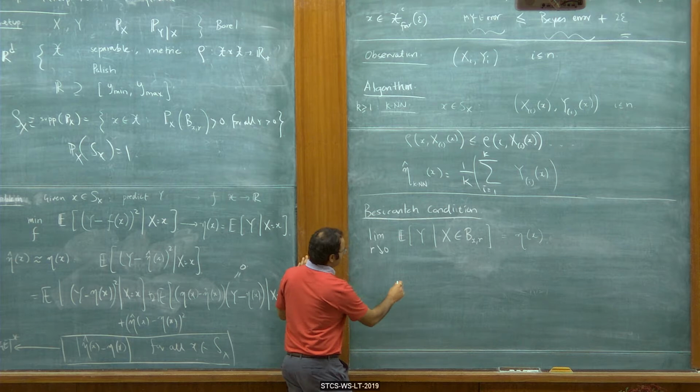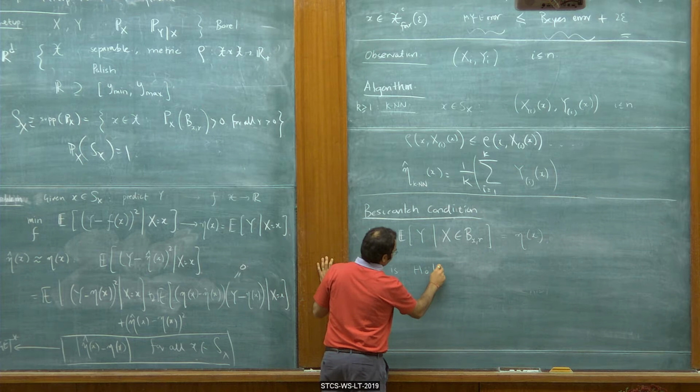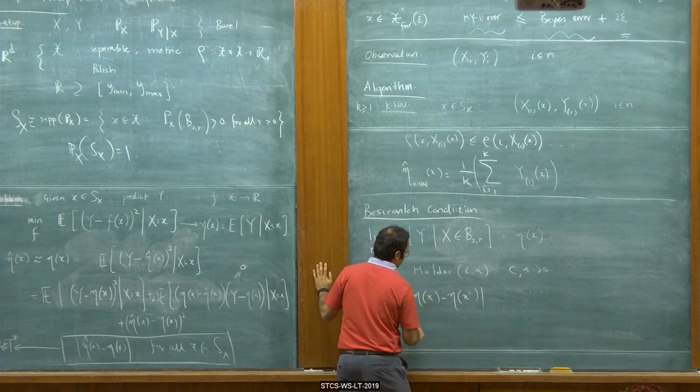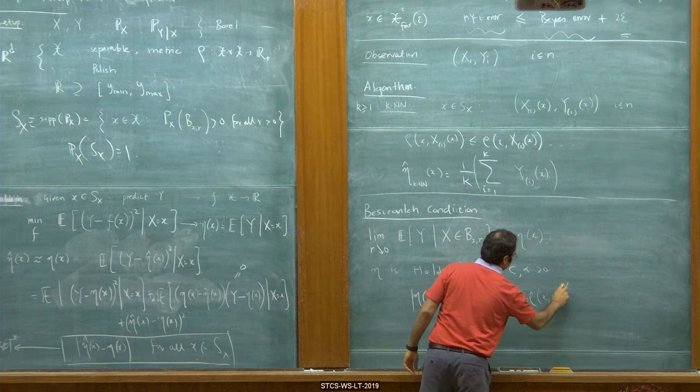One simple example is where you assume that eta is, let's say, Hölder C, alpha for some C and alpha greater than 0. That is, for any x, x prime, the absolute difference of eta of x and eta of x prime is less than or equal to C times rho of x, x prime. Okay, and this would imply that.